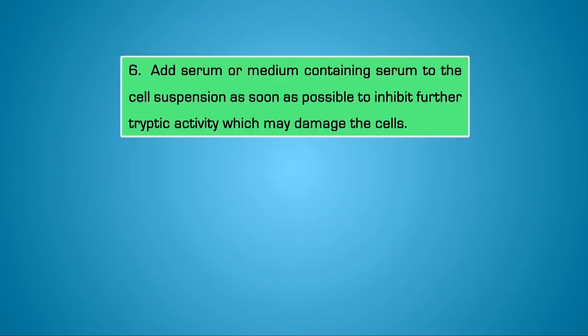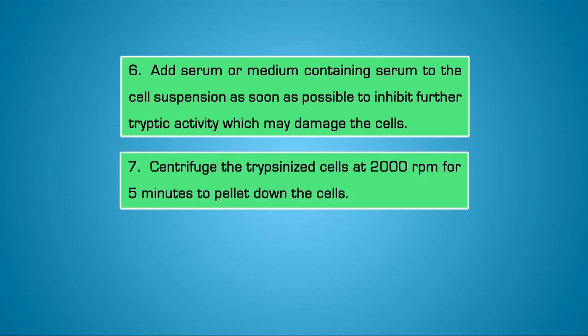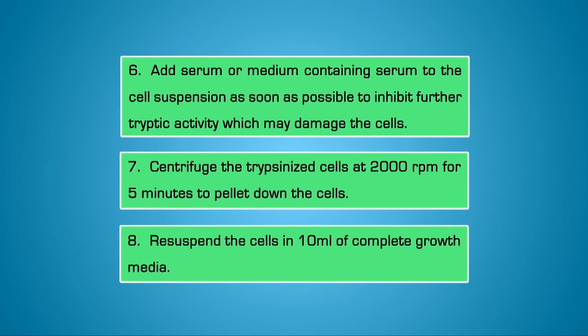In the next step, add serum or medium containing serum to the cell suspension as soon as possible to inhibit further tryptic activity which may damage the cells. Now, centrifuge the trypsinized cells at 2000 rpm for 5 minutes to pellet down the cells. Next, resuspend the cells in 10 ml of complete growth media.